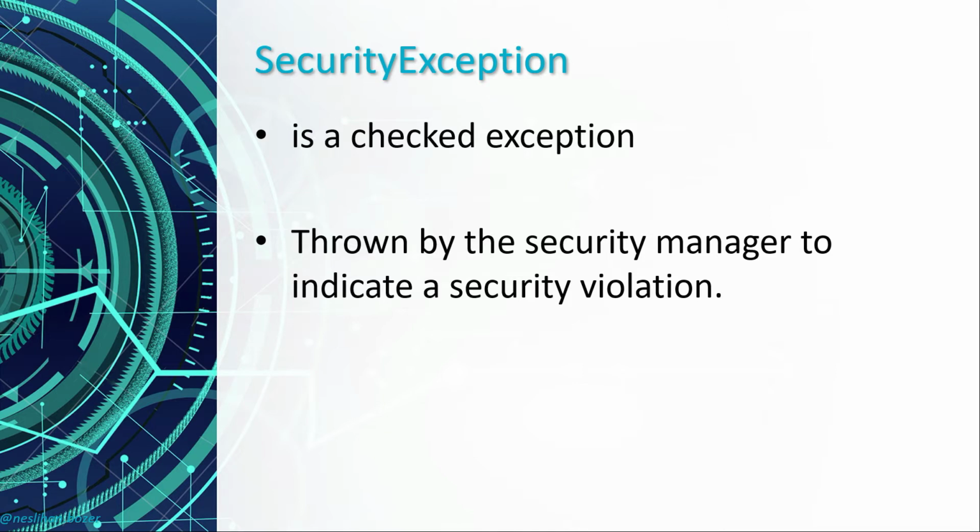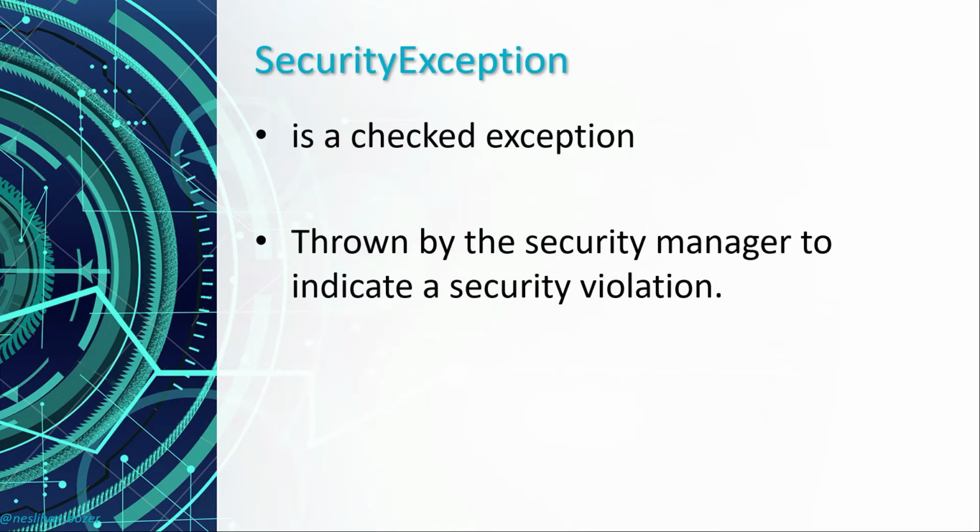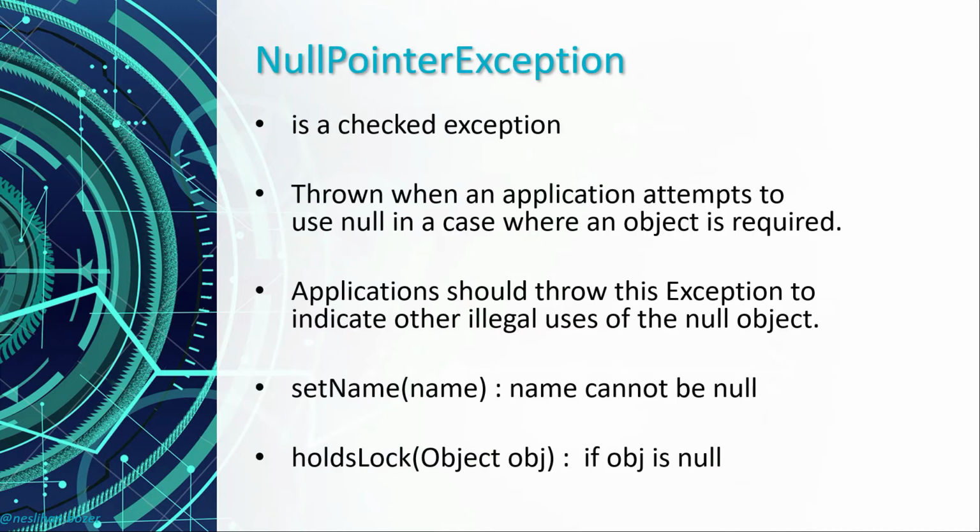SecurityException is thrown by the security manager to indicate a security violation, if an application violates the security rules and cannot continue the execution. Changing a thread's name or priority while we don't have access is an example of this situation. NullPointerException is a checked exception thrown when an application attempts to use null in a case where an object is required.